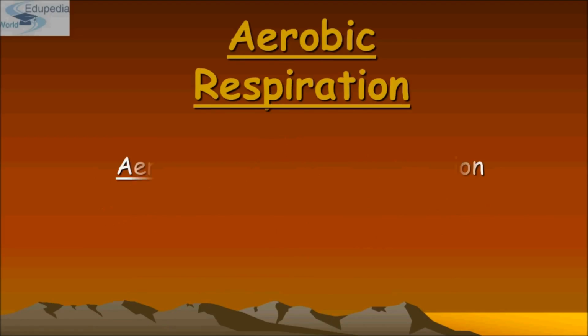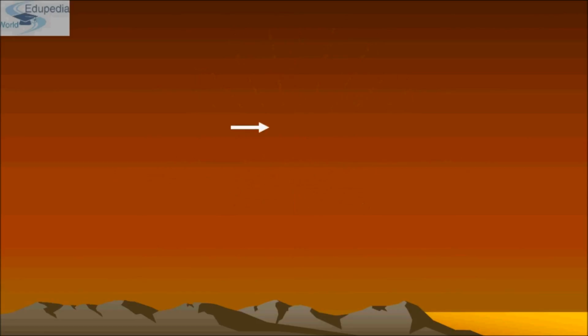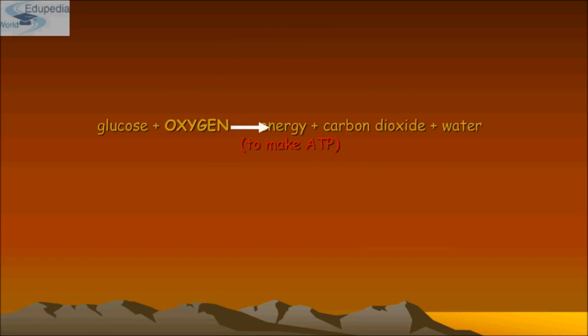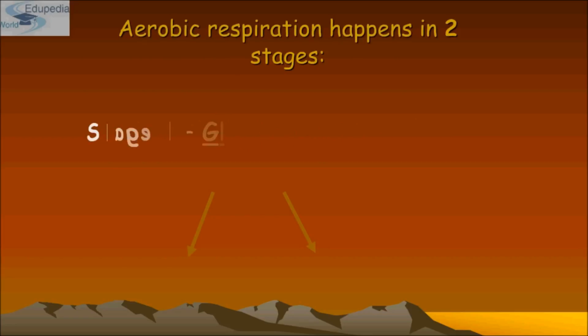Now comes the aerobic respiration. Aerobic respiration means respiration with oxygen, the one which involves oxygen. Glucose, C6H12O6, when it gets added with oxygen, produces energy, carbon dioxide and water to make ATP. Aerobic respiration happens in 2 stages.